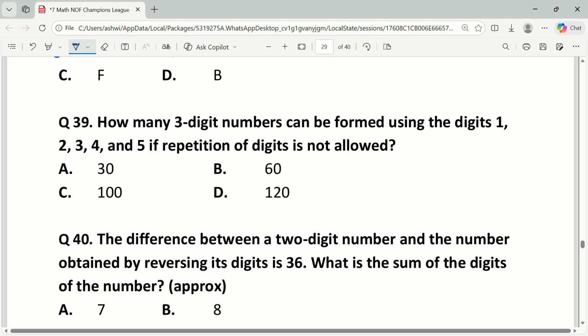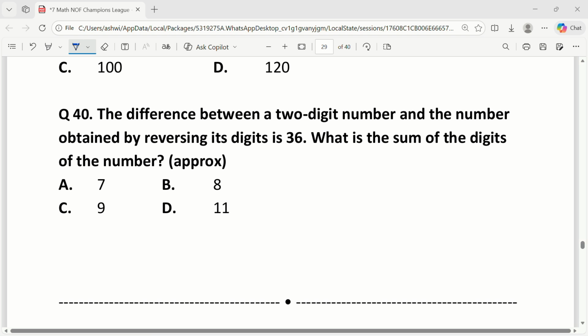How many 3-digit numbers can be formed using the digits 1, 2, 3, 4, and 5 if repetition of digits is not allowed? There are 5 available digits and repetition is not allowed. So for the first digit, there are 5 choices. For the second digit, there are 4, and for the third digit, there are 3 choices. The total number of 3-digit numbers is the product of the number of choices in each position. That is 5 into 4 into 3, which is equal to 60. Comparing with the options, the answer is B, 60.